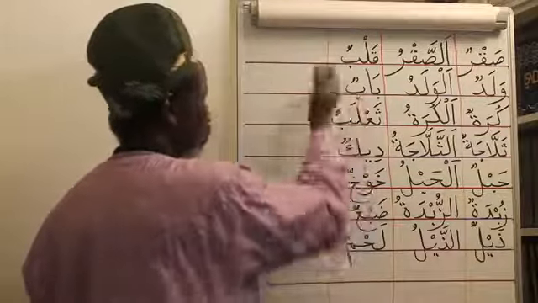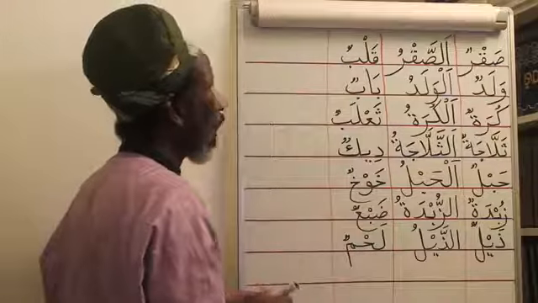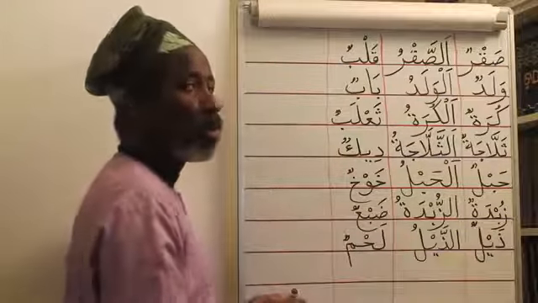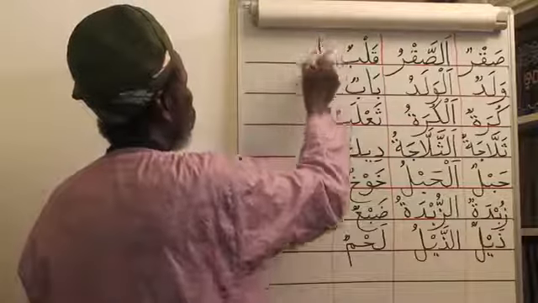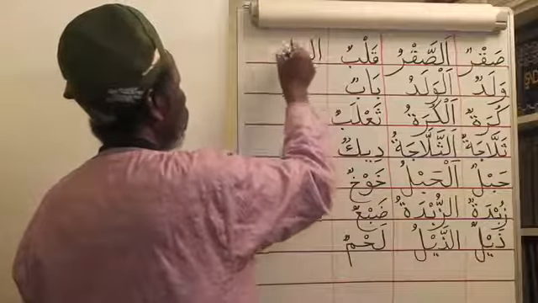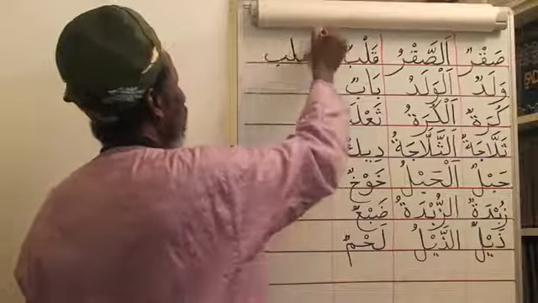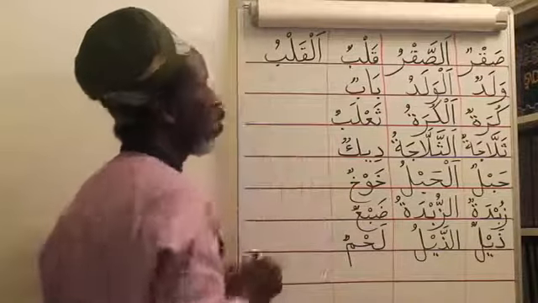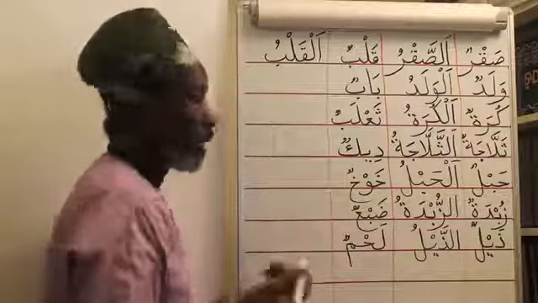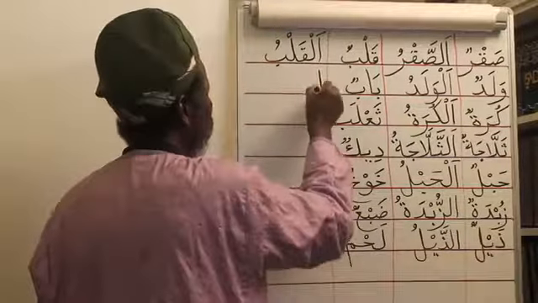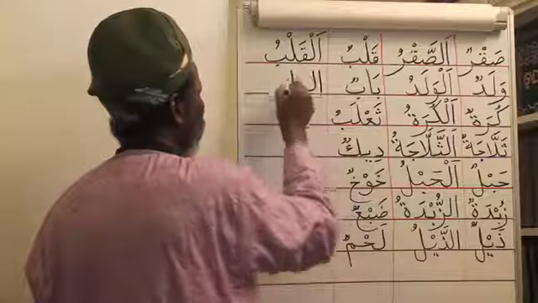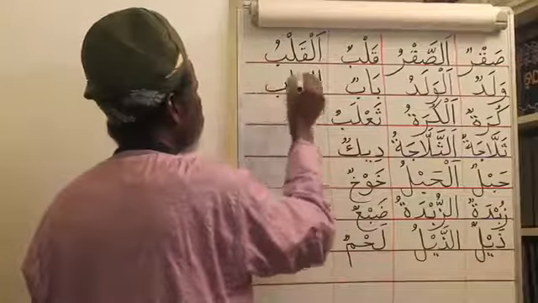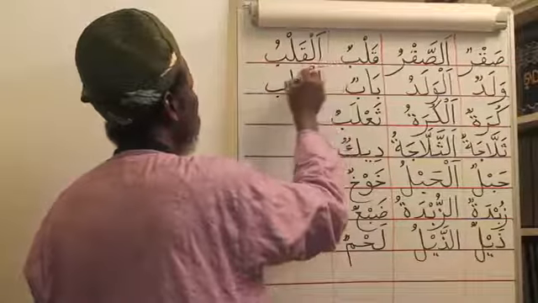We continue on the next column. Qalbun. Al-Qalbu. That's a moon letter. Babun. Ba is a moon letter. Al-Babu.